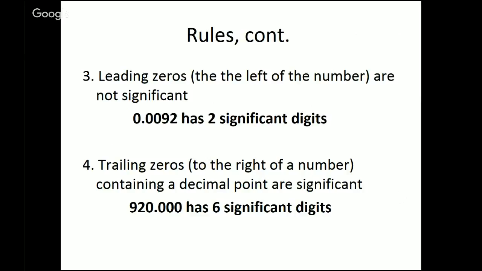Okay, now let's consider zeros on the other side of the number. Zeros that fall to the right of non-zero digits are referred to as trailing zeros. And trailing zeros are considered significant if it includes a decimal point. So that number on the bottom there, 920.000, we would count all of those digits as being significant because there's a decimal point and because those zeros fall to the right. They're trailing.